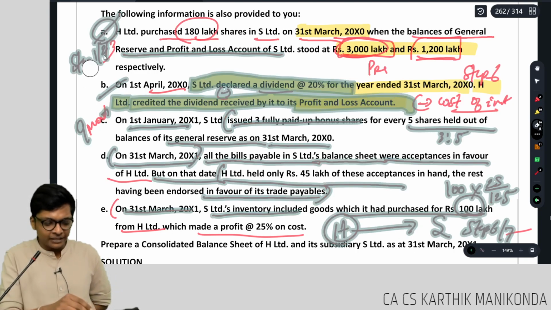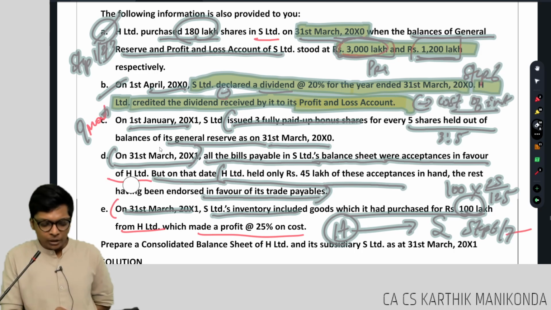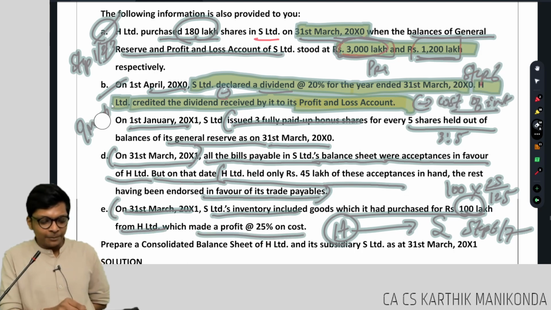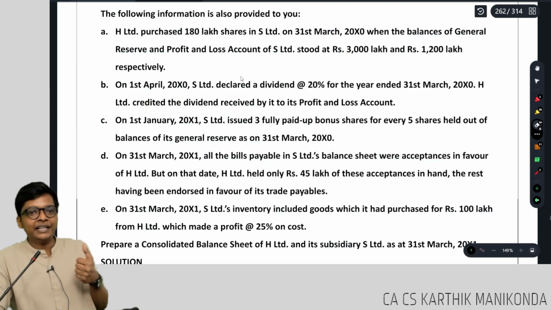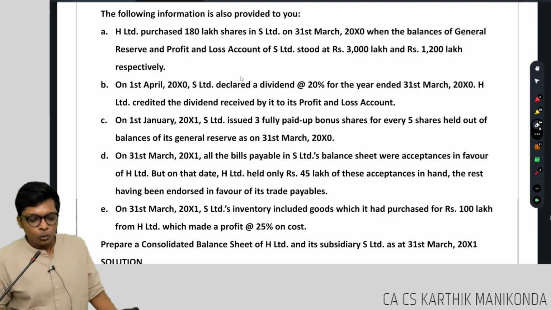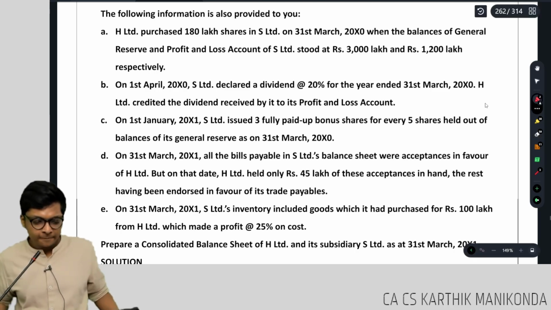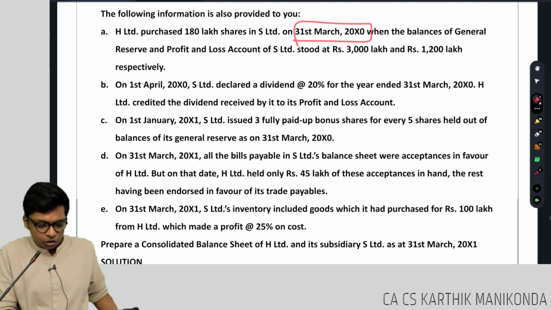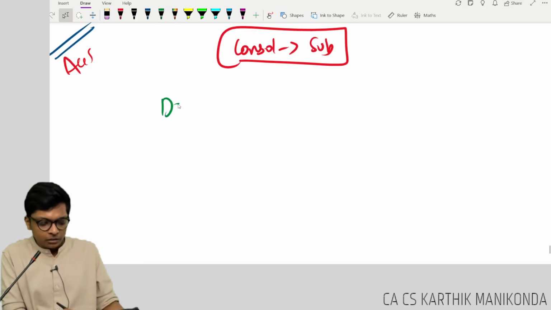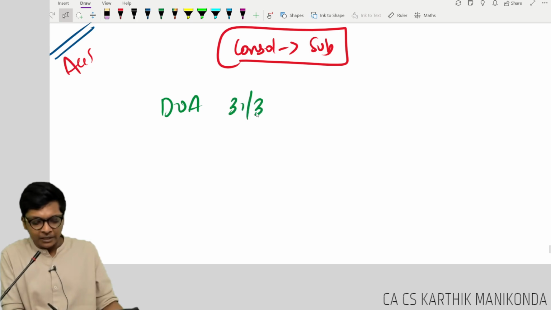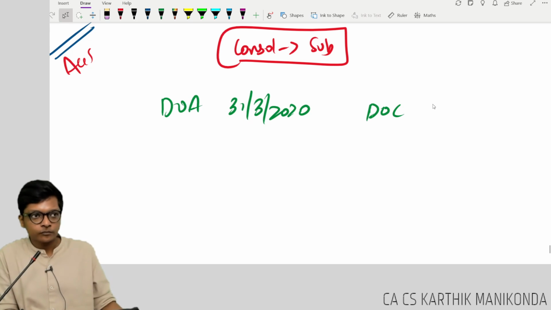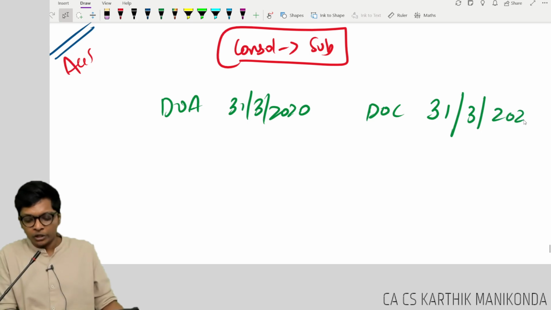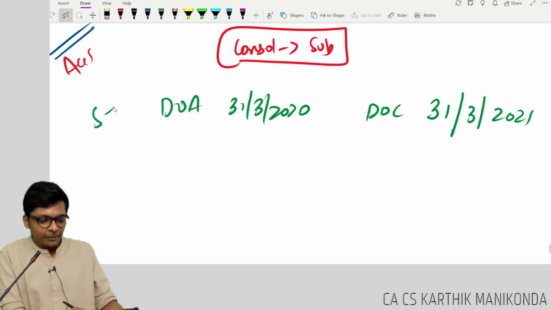I am just erasing, so again we can write later. Let's go step by step, guys. First step doesn't matter. What is first step? Date of acquisition and date of consolidation. What is the date of acquisition? 31st March 2020. So let me write, date of acquisition is 31st March 2020. Date of consolidation, 31st March 2021. 1 year happened. That is step number 1.